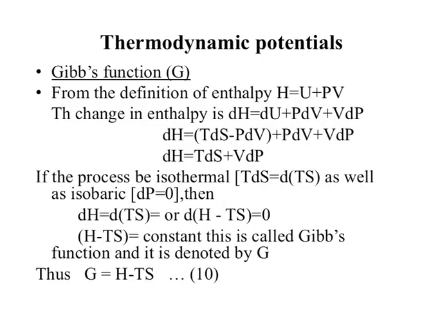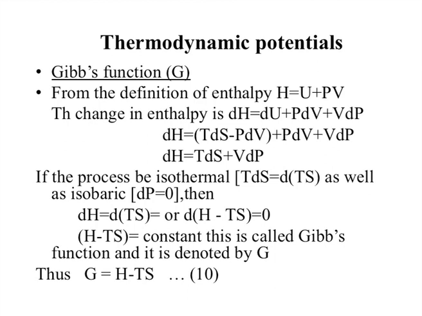Next, we have the fourth thermodynamic potential, which is known as the Gibbs function, G. From the definition of enthalpy, we have H is equal to U plus PV. Now, if we write the change in enthalpy, dH is equal to dU plus PdV plus VdP.